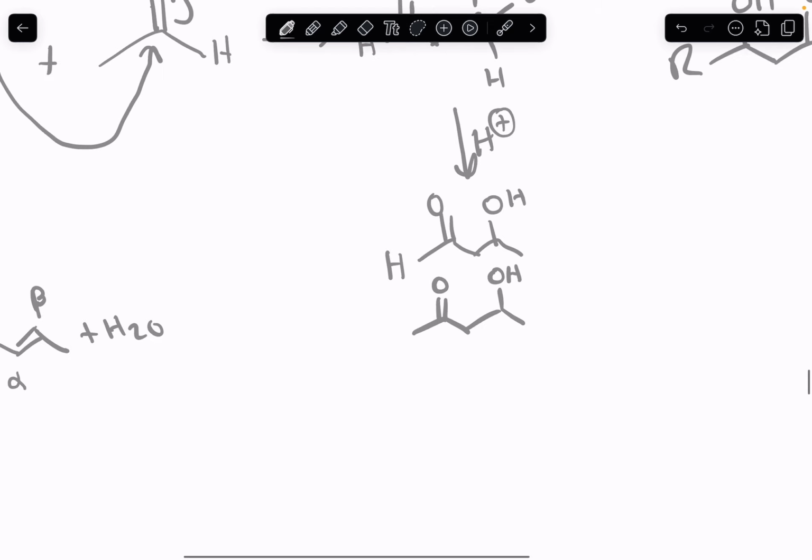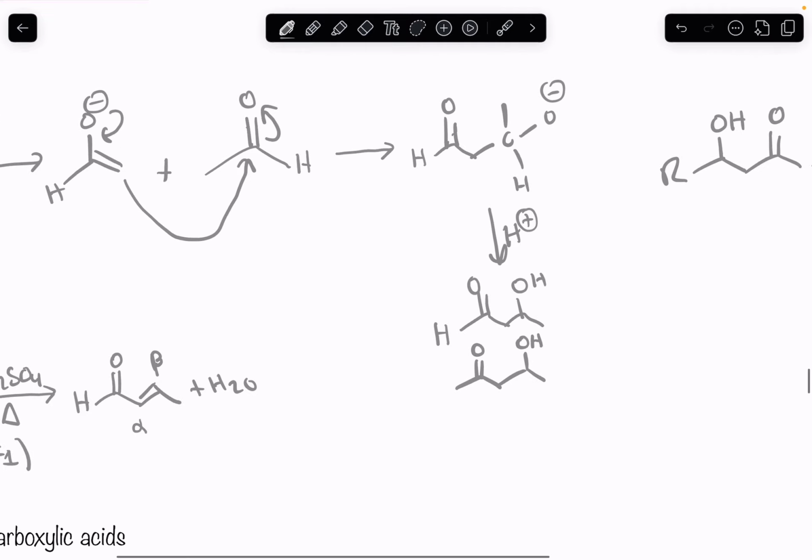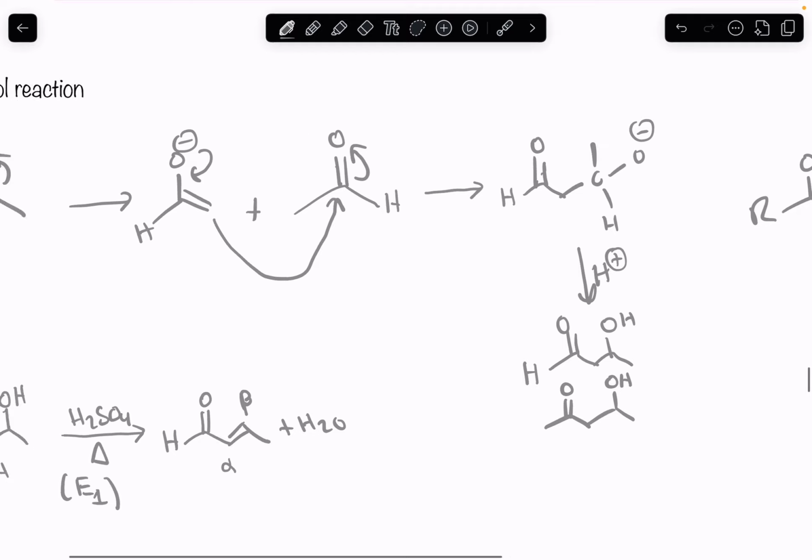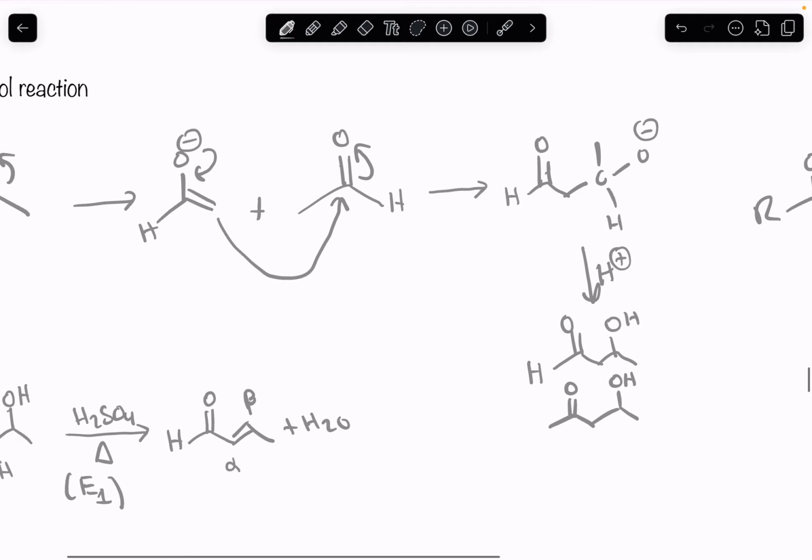So yeah, these are important when it comes to biochem. Specifically, there is an enzyme in glycolysis called aldolase. So understanding aldols and what they are is definitely very important.